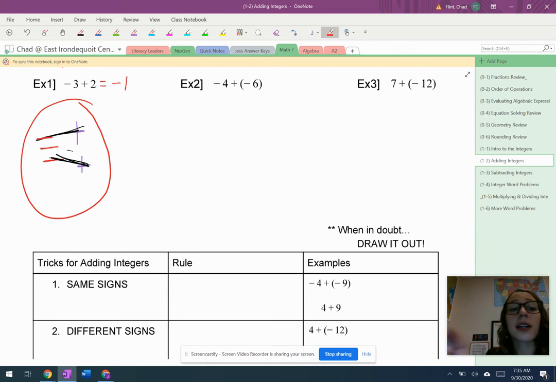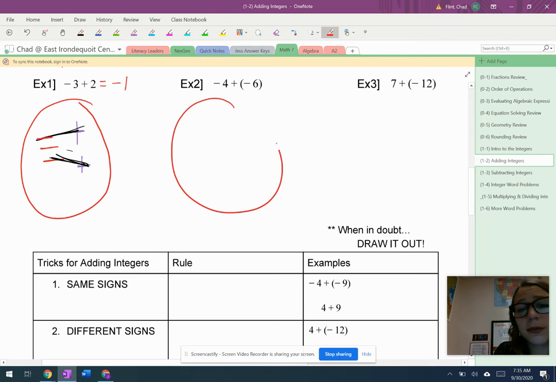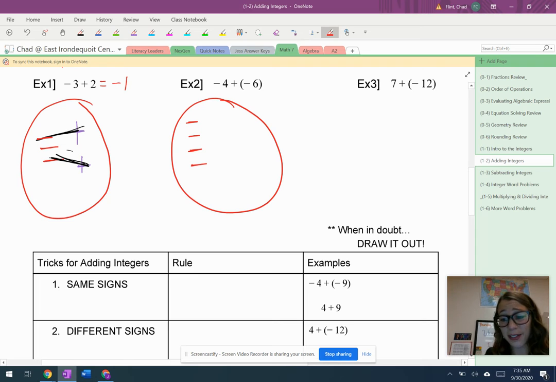Let's take a look at the second example. So same thing, I'm going to draw this little universe bubble as I call it. So in this one, I have -4. So I'm starting with -4, so I'm going to start with 4 negatives. 1, 2, 3, 4. Plus, and this time I'm adding a -6. So -4 plus -6, that means I'm going to put 6 more negatives in here. 1, 2, 3, 4, 5, 6.